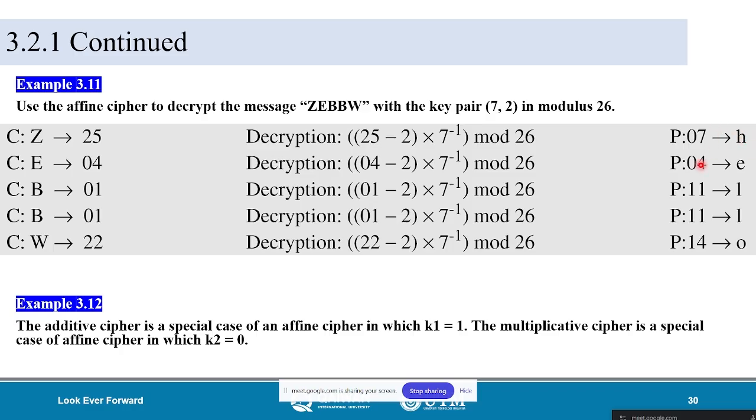Now we have example 3.12: the additive cipher is a special case of an affine cipher in which K1 is equal to 1. The multiplicative cipher is a special case of an affine cipher in which K2 is 0.